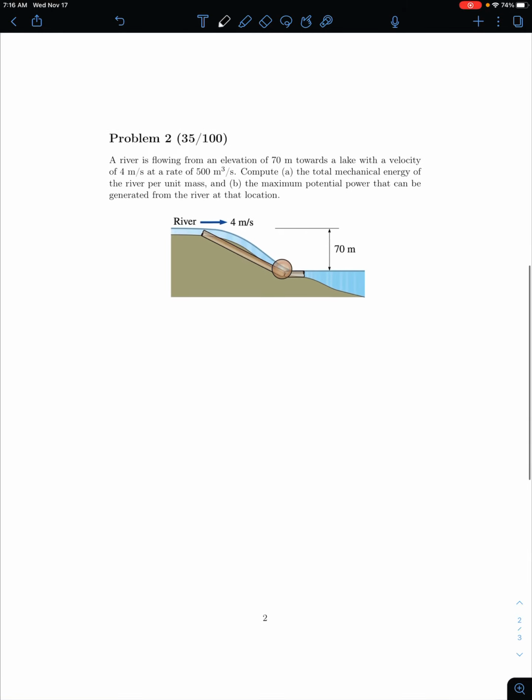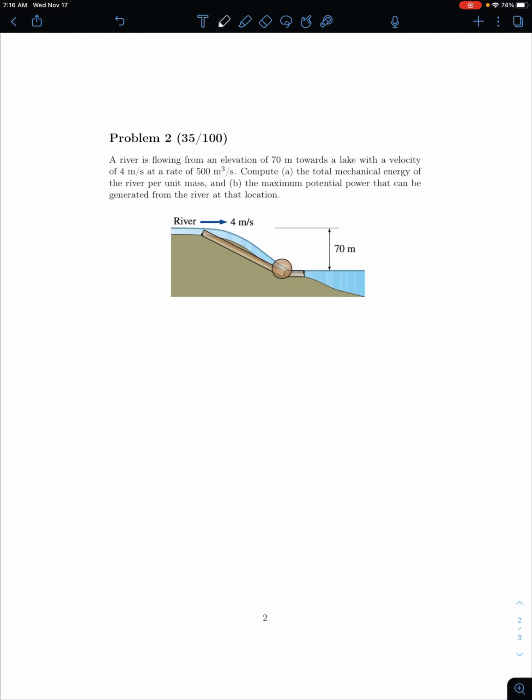For problem 2, we have a river flowing from an elevation of 70 meters towards a lake, and we're given the flow rate of 500 cubic meters per second and velocity of 4 meters per second. We're being asked to calculate the total mechanical energy of the river per unit mass and also the maximum potential power that can be generated.